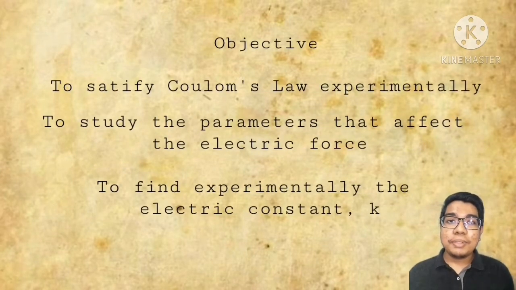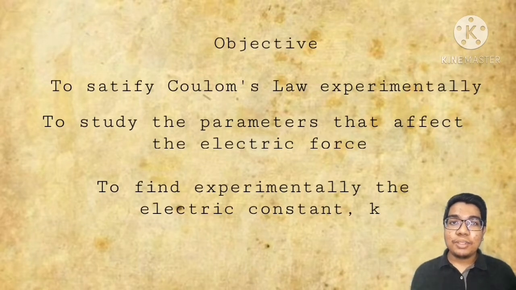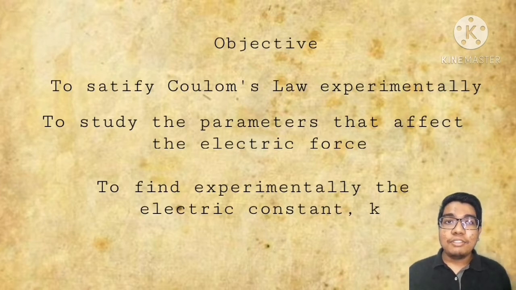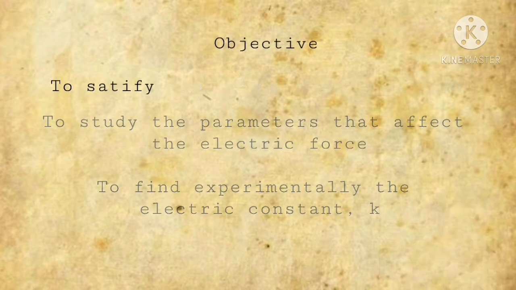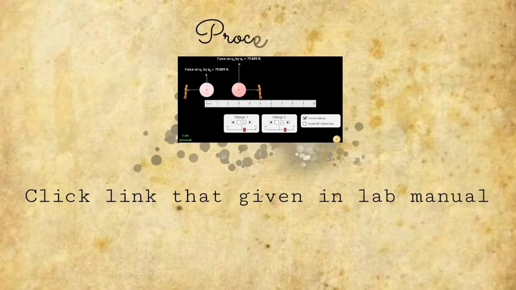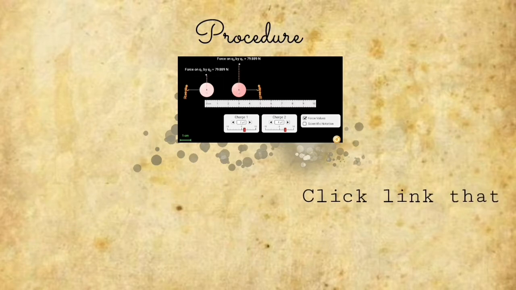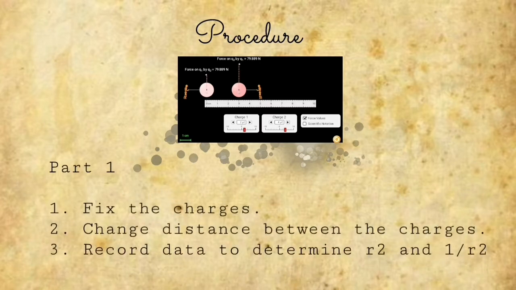The objective of the experiment is to satisfy Coulomb's law, the second one is to study the parameters of the electric force, and the third one is to find the electric constant. For this experiment, a link is given for us to do the simulation. The simulation is shown as in the picture on the slide. There are 2 parts of the experiment.